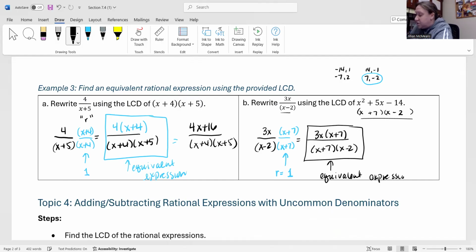Now, with the denominators, you just leave the denominator factored, but for the numerator, when adding and subtracting, you could go ahead and multiply across. So we would get 3x squared plus 21x all over x plus 7, x minus 2. And there you have it.